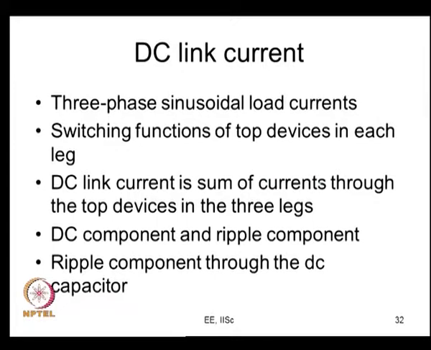So in the case of 2 level inverter, we considered the 3 phase load currents to be sinusoidal, the harmonics were neglected. Here also the harmonics are neglected, there is still greater reason to neglect harmonics here, because the 3 level inverter produces better waveform quality than that.